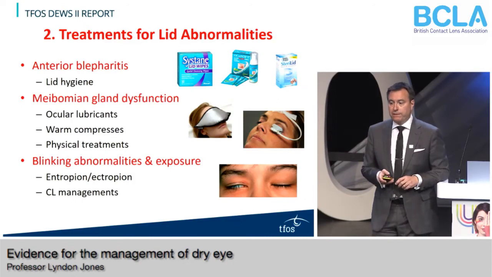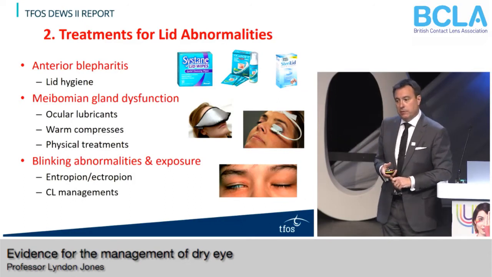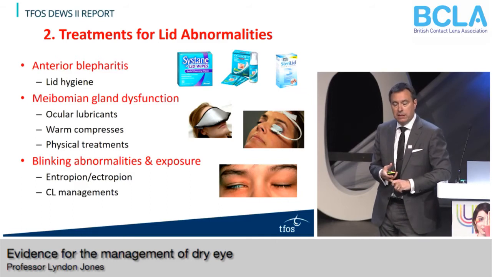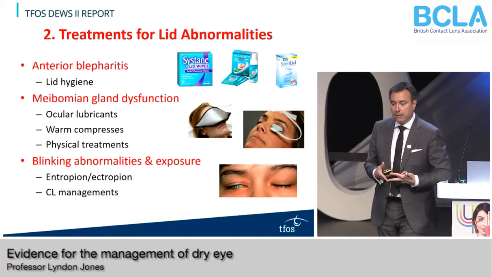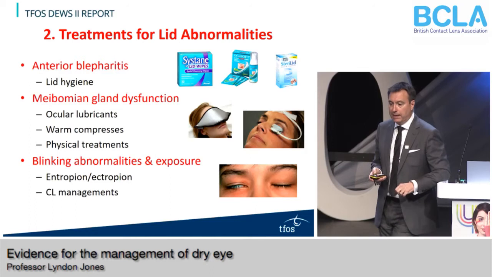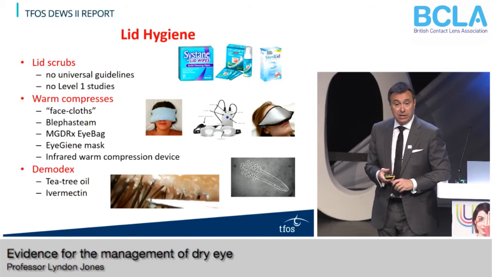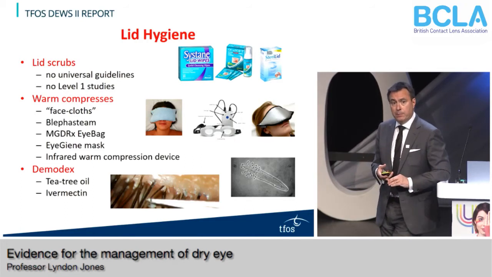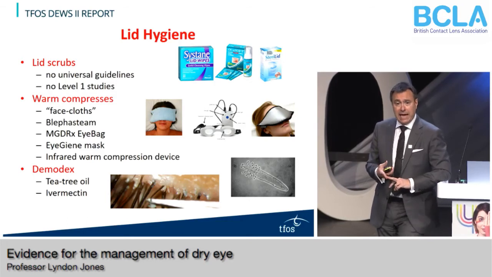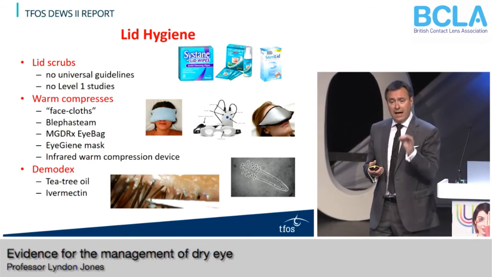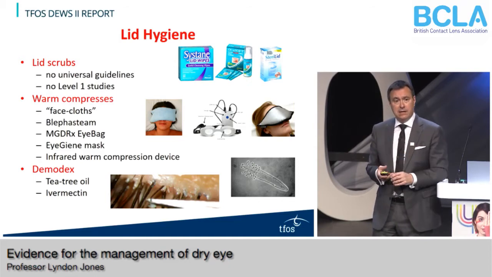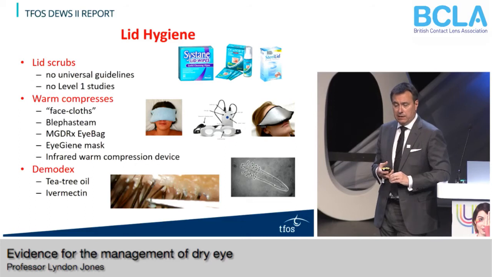We then moved on to treatments for lid abnormalities, much of which Jennifer's talked about here and also will address in her keynote presentation later on this afternoon. We subdivided that into looking at management of anterior blepharitis, Meibomian gland dysfunction, and a variety of blinking abnormalities and exposure. Within this, the most relevant, of course, was lid hygiene, which again, many of us are very comfortable prescribing to our patients. Lid scrubs, again, very interesting. There are, of course, no universal guidelines, and interestingly, again, no level 1 studies. We have no high-level evidence of how it is that lid scrubs are successful in clinical practice.